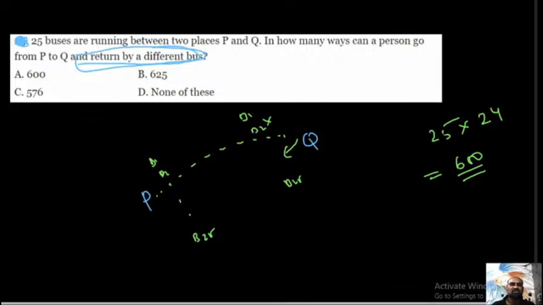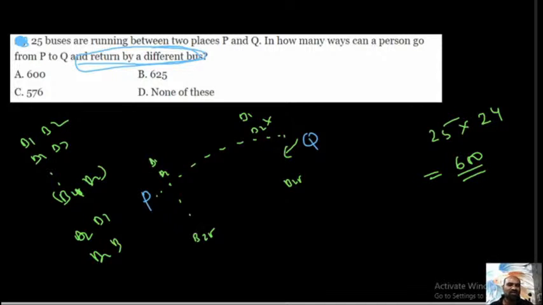Generally, without using permutations and combinations, how would you write the answer? B1, B2; B1, B3; and so on; B1, B25; B2, B1; B2, B3; like that. It is difficult to write all the ordered pairs. So by using the permutations concept, this mathematical technique, you can directly get the answer. Okay.